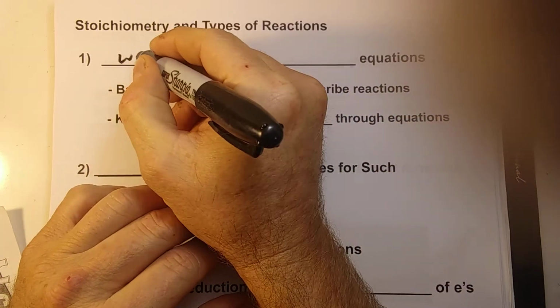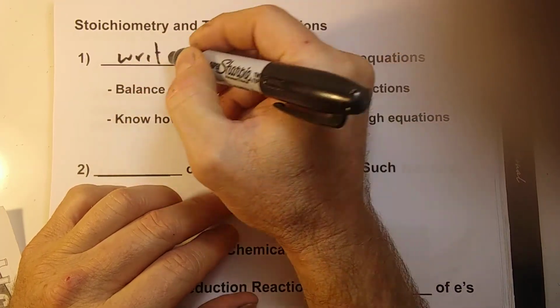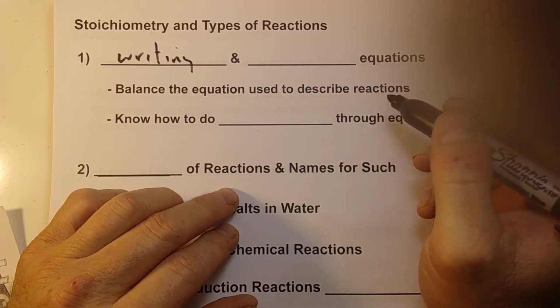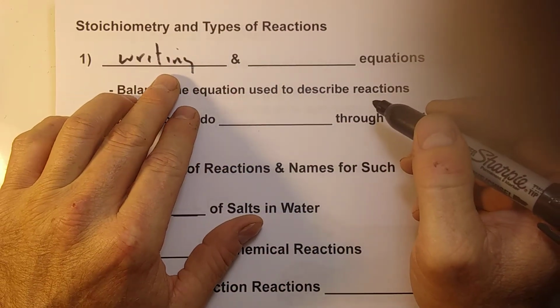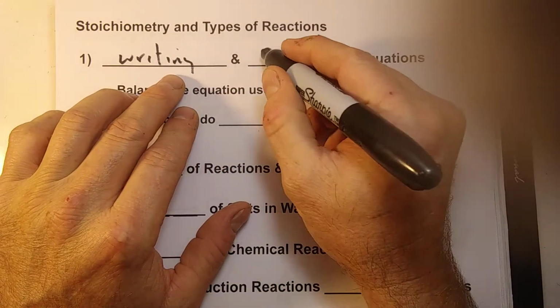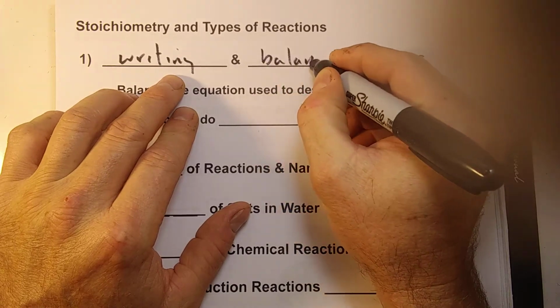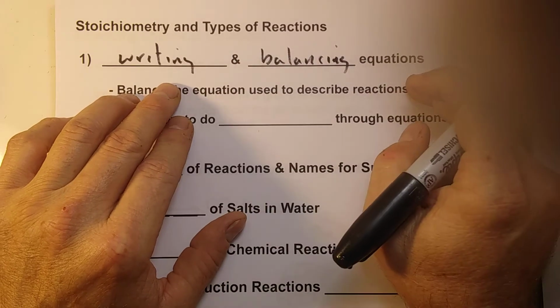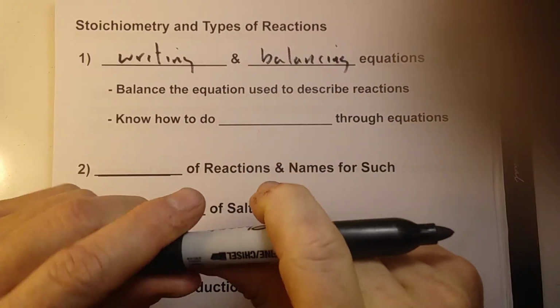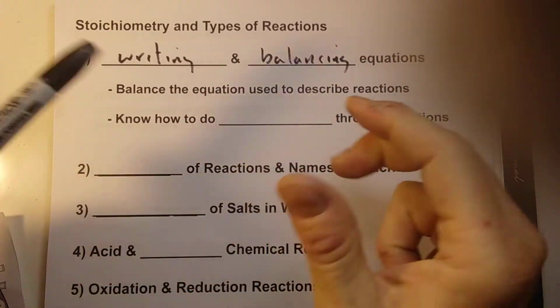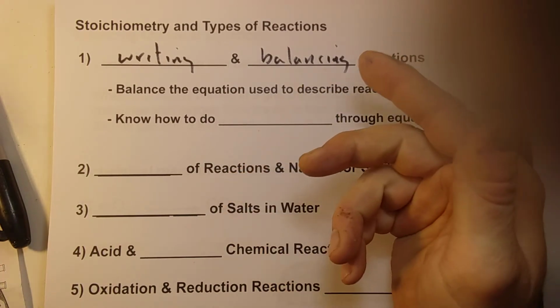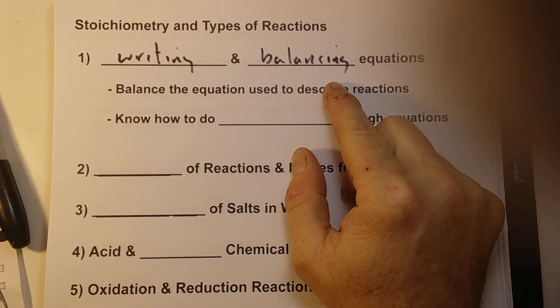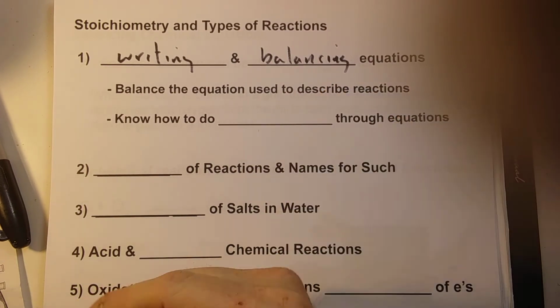So the first thing we always have to do is know how to write the equation. What are the reagents? What are the products? And then we have to balance. So writing and balancing equations is part of the task for stoichiometry. It's before, in a sense, you do the stoichiometry. You have to write and balance a chemical equation.